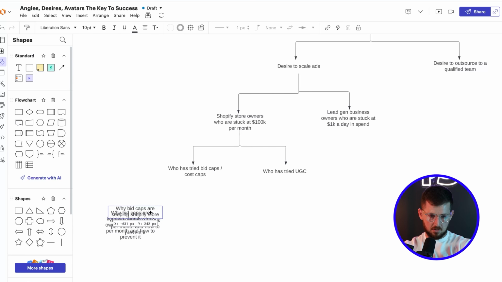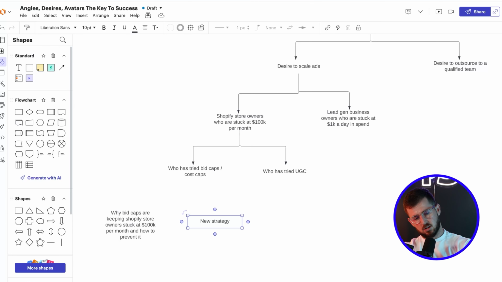Let's do another one. This is also another one where it's addressing the sophistication, but it's not calling out which strategy they're currently using right now.